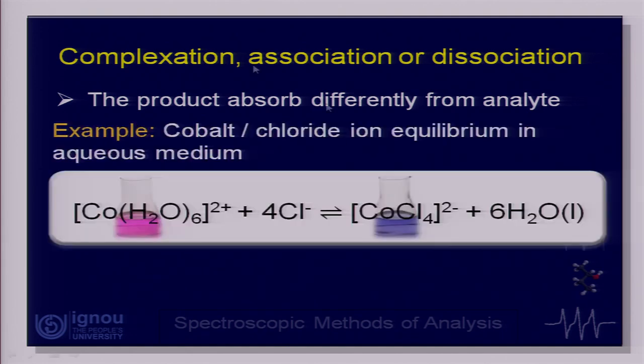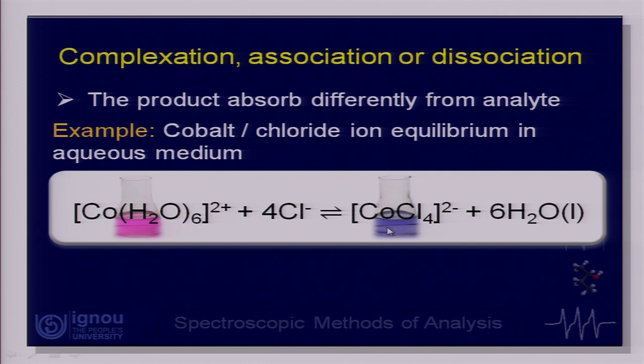Let us take this example. This is the cobalt chloride ion equilibrium in aqueous medium. If I take an aqueous solution of cobalt ions, the cobalt ions will be in hexaaqua form, so this is a pink colored solution. But if I add chloride ions to this solution, these chloride ions get into complex formation with the cobalt, and the water molecules are thrown out. What you get is the following species, a complex ion, which happens to have a blue color.